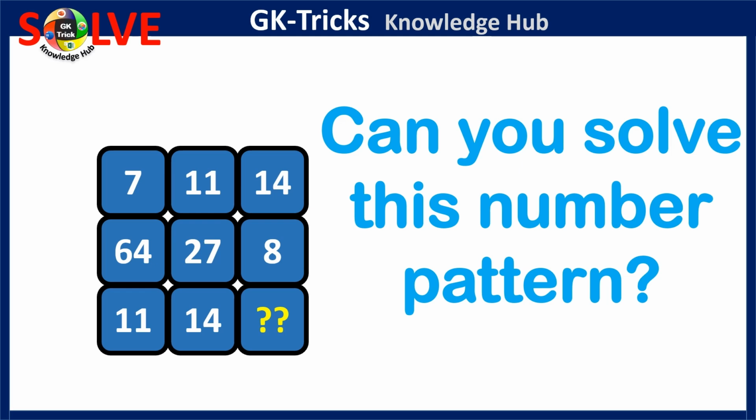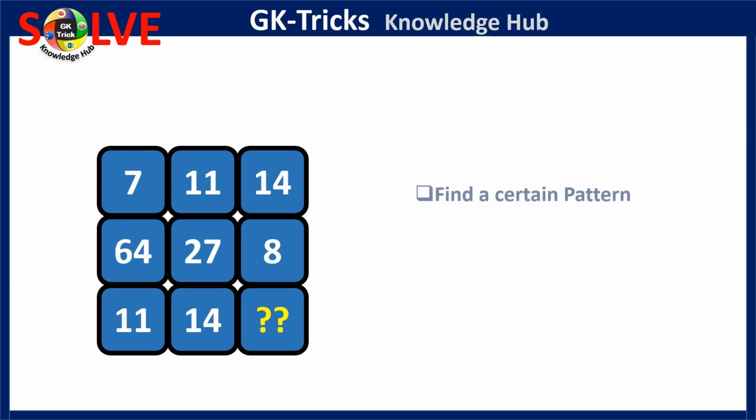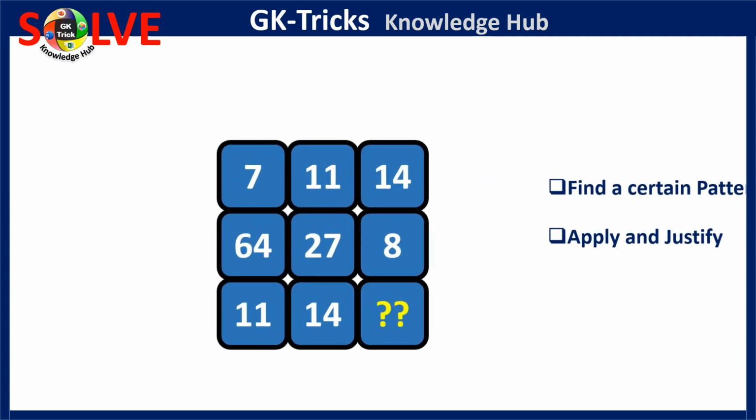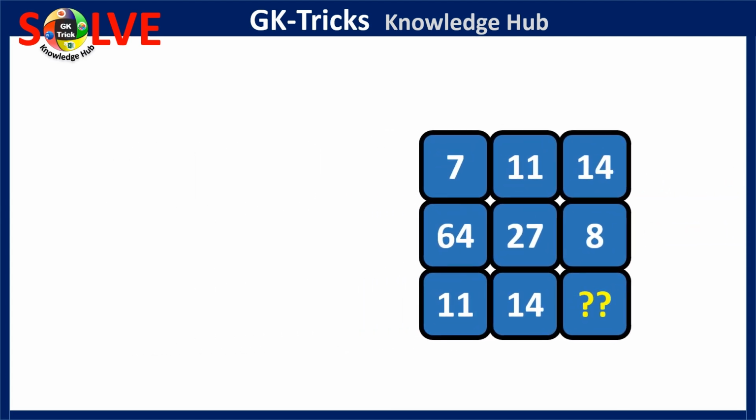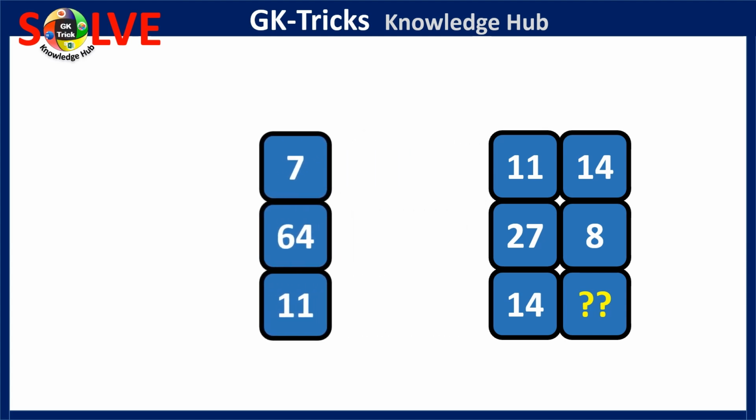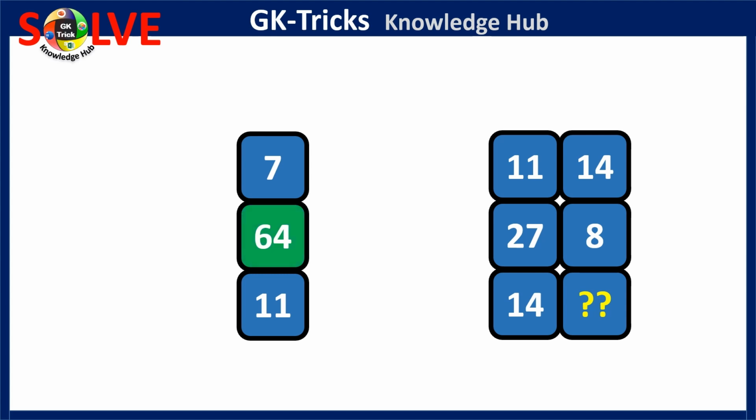Let's solve this interesting Find the Missing Number puzzle using logic and patterns. Let's check the first column. The cube root of 64 is 4.